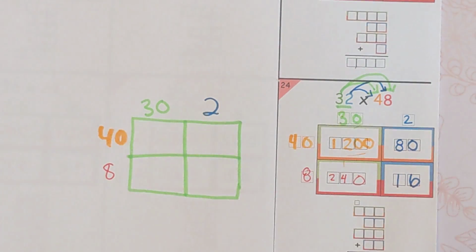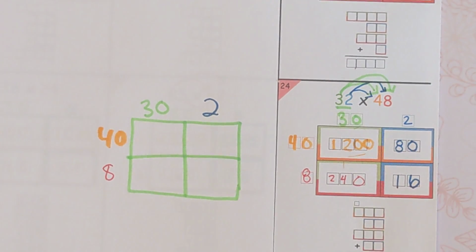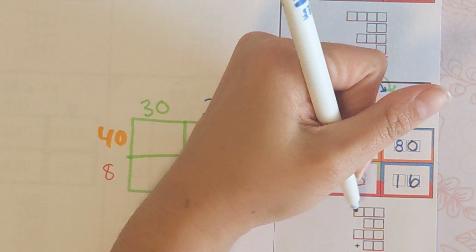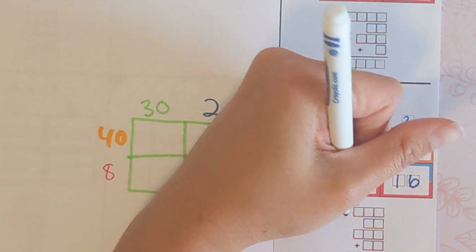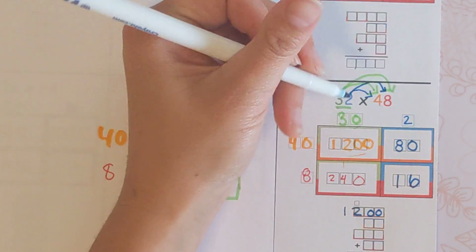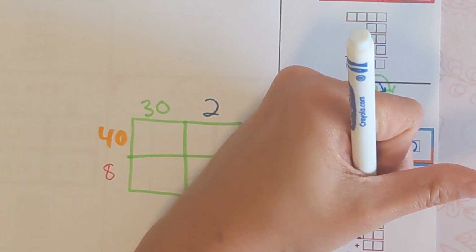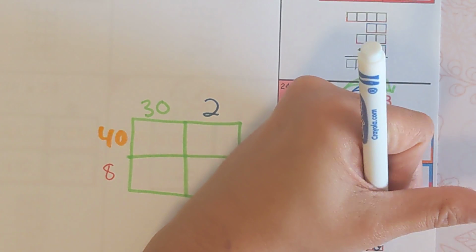So the last step is just to add them all together. Now you can use the boxes if you want. If they're too small for you and you want to use a whiteboard, you could do that instead. But we're just going to go ahead and add these 4 numbers together. So we have 1,200, 80, 240, and 16.